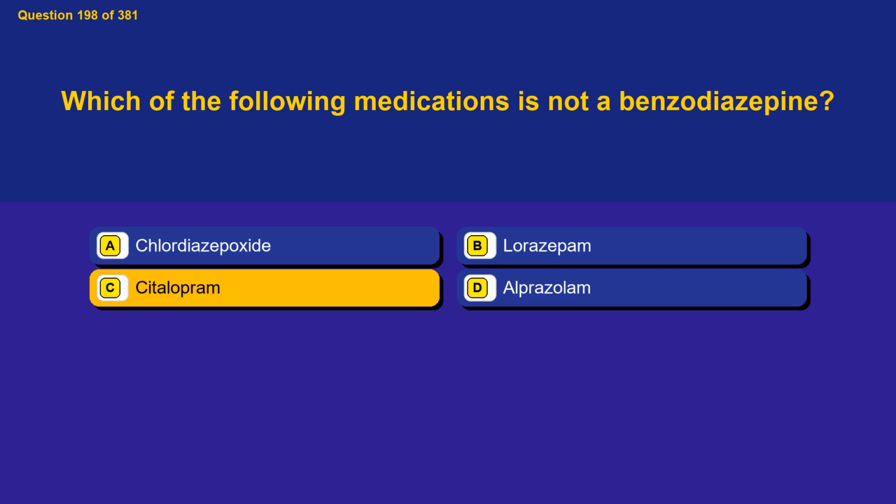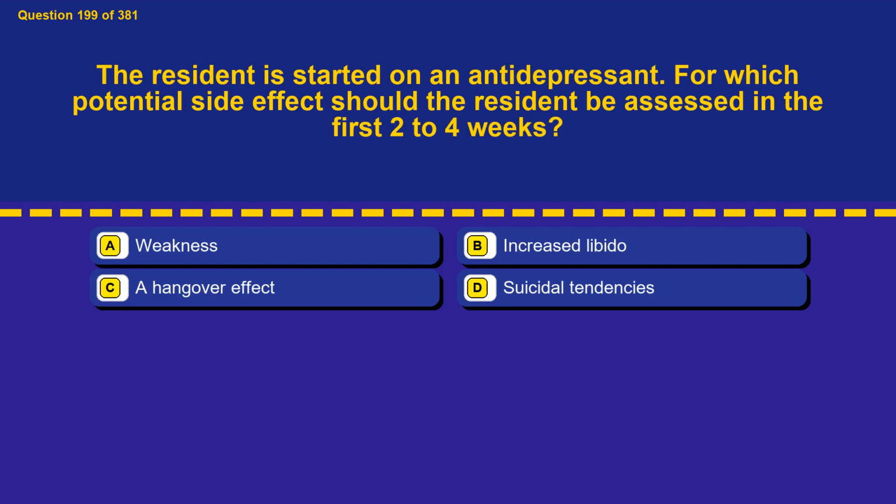The correct answer is option C, citalopram. Question 199. The resident is started on an antidepressant. For which potential side effect should the resident be assessed in the first 2 to 4 weeks? Option A, weakness. Option B, increased libido. Option C, a hangover effect. Option D, suicidal tendencies.